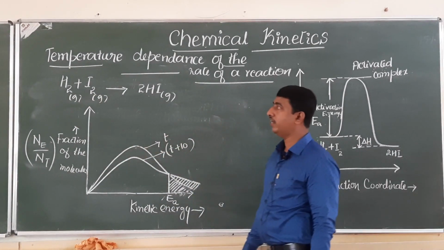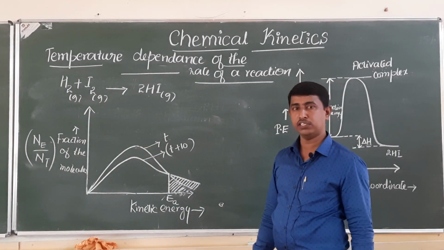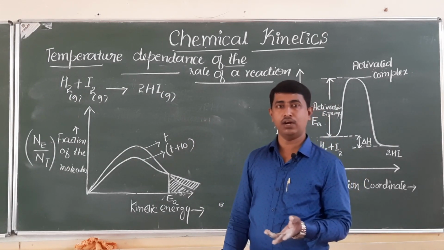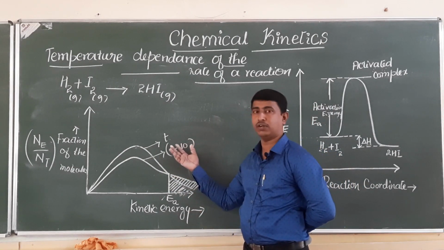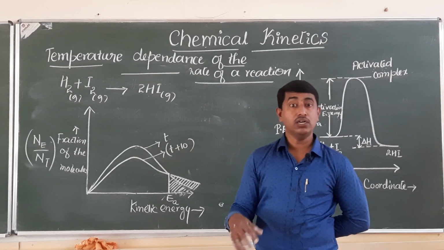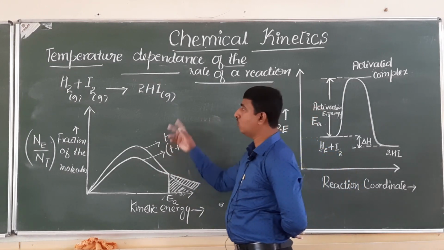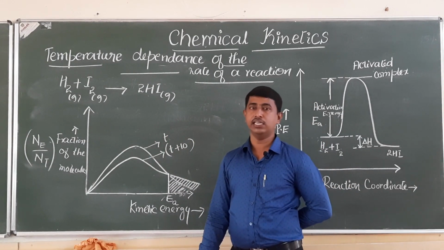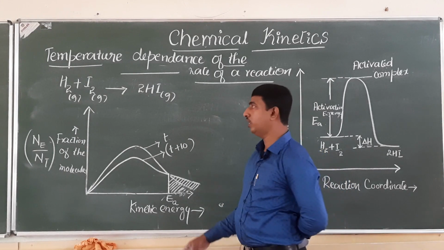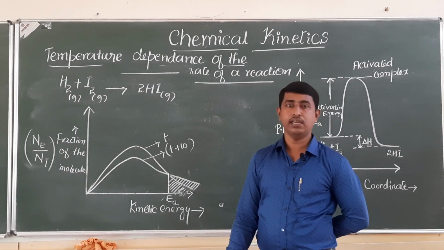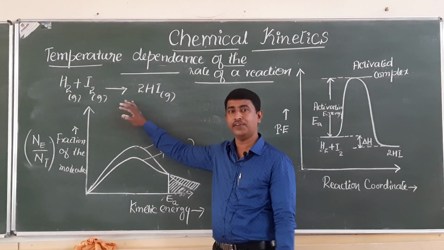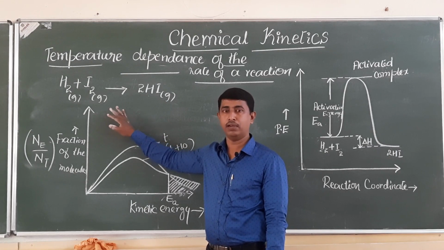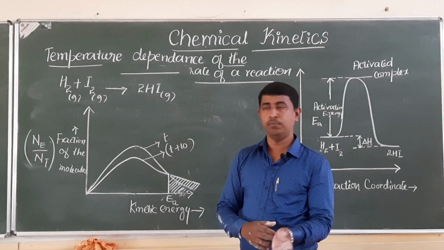Collisions of hydrogen and iodine lead to the formation of an unstable intermediate. That unstable intermediate is called the activated complex. In order to form the activated complex, the colliding molecules must possess a sufficient amount of energy. That energy is called activation energy. So what is activation energy? It is the energy required for the formation of the activated complex.